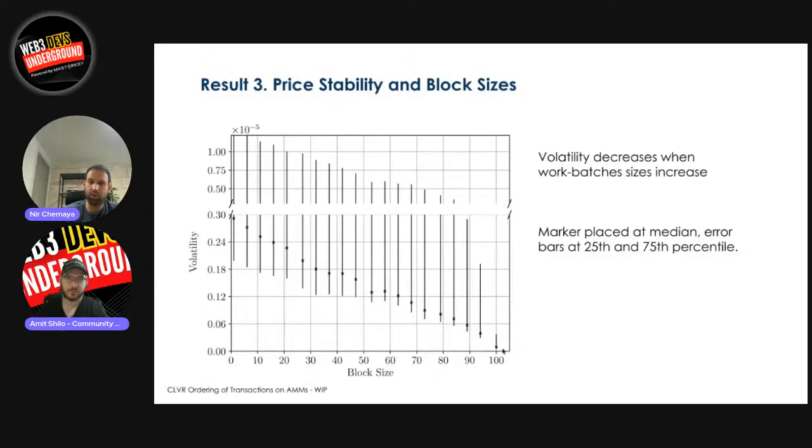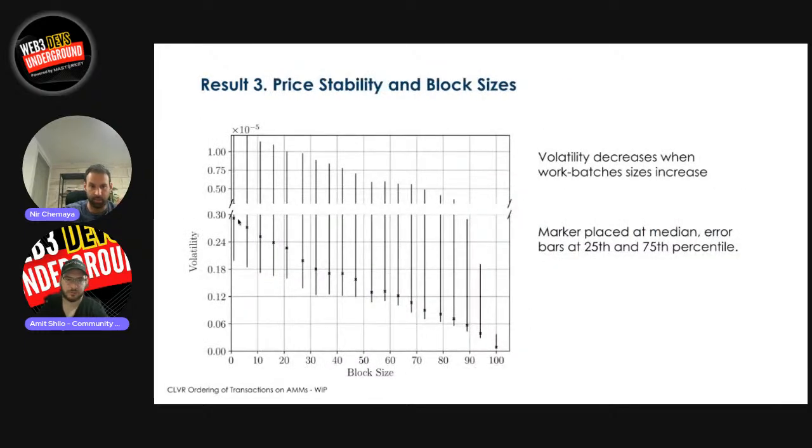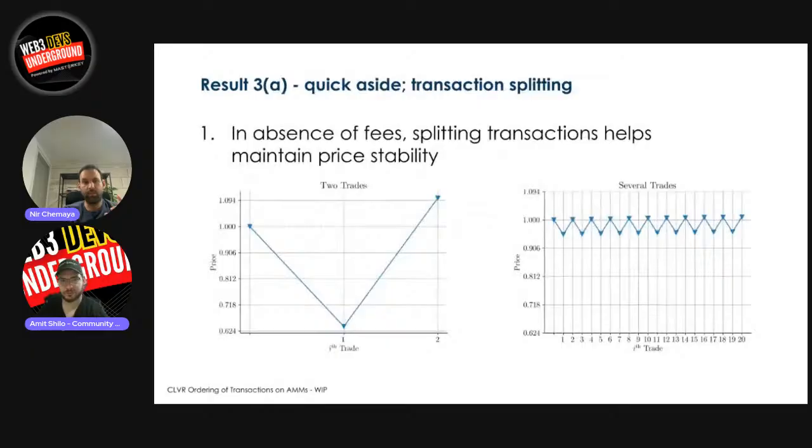So I'm not pushing that necessarily you need 100 transactions per block, but I can also push that one transaction per block, like first come, first serve, is also not optimal. The second point that I want to say a little bit, but I'm not going to dig in so much, is when you have a transaction ordering mechanism like CLVR, there is a benefit to split transactions.